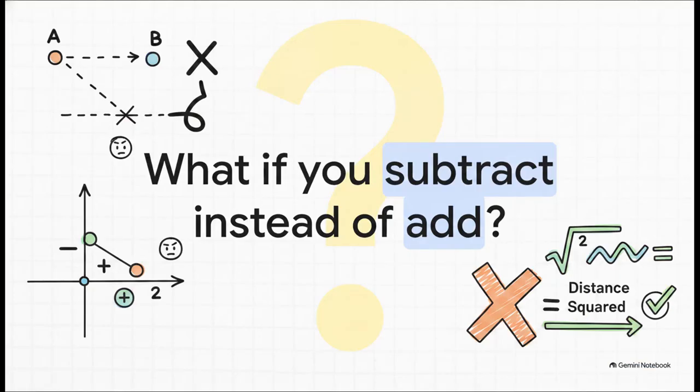So let's think about this for a second. What actually happens if you accidentally subtract your coordinates when you're trying to find a midpoint? Well, you'd end up finding half the distance, rather than the coordinate of the actual middle. Remember, you have to add to find the average.